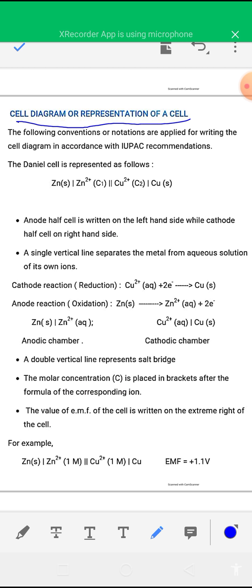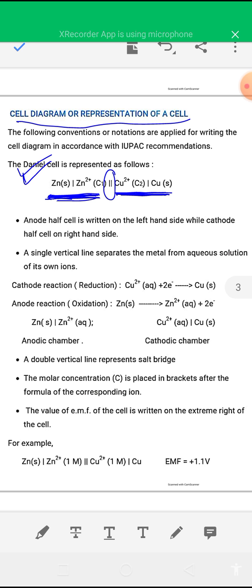And according to IUPAC convention, you have to write first the anode, then you have to write the cathode. On the left side you have to write the anode, and on the right side you have to write the cathode. According to IUPAC convention, during representation of a cell, you have to write the symbol of the anode first, then the symbol of the cathode, and you have to give a salt bridge in between the two half cells. The double vertical line is known as the salt bridge.